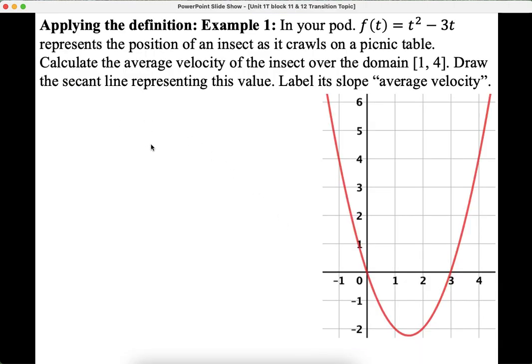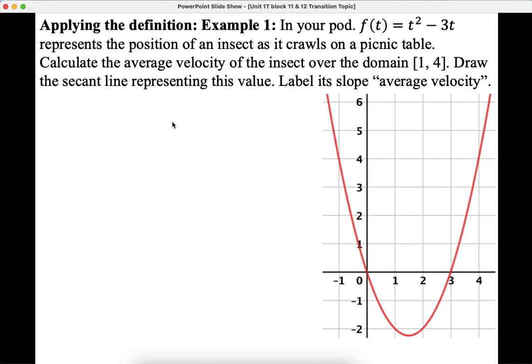Okay, so let's talk about applying the average velocity or the average rate of change in this context. So we have some function data here that's a parabola, and it says calculate the average velocity of the insect over the domain from 1 to 4. Draw the secant line representing this value.